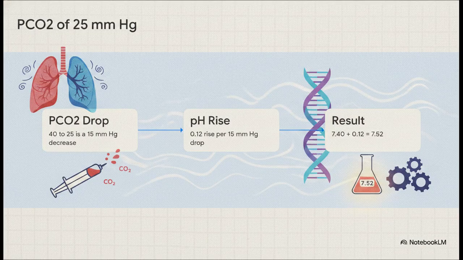Moving right along to question 25. If a patient's arterial PCO2 acutely drops to 25 millimeters of mercury, what will the arterial pH be?